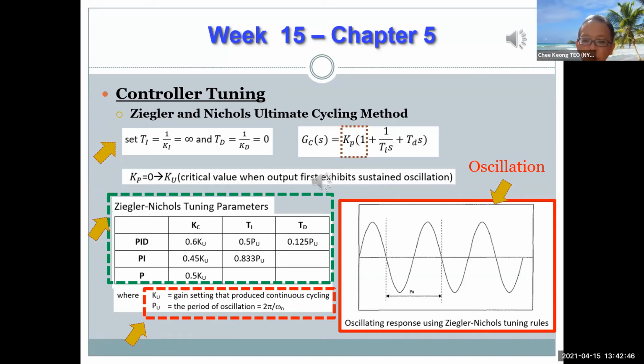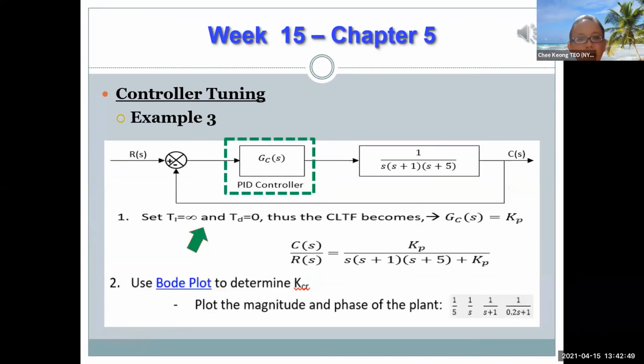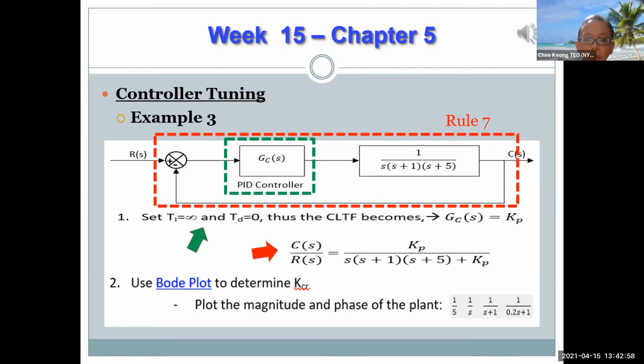So this is a lot simpler, right? For example 3, if we set Ti equals infinity and Td equals 0, Gc will become a P controller. The closed loop transfer function using Rule 7 for block diagram manipulation will be Kp over S(S+1)(S+5)+Kp. If we do a Bode plot for the asymptotes and find the magnitude and phase plot, we would be able to determine the gain margin for this plot.